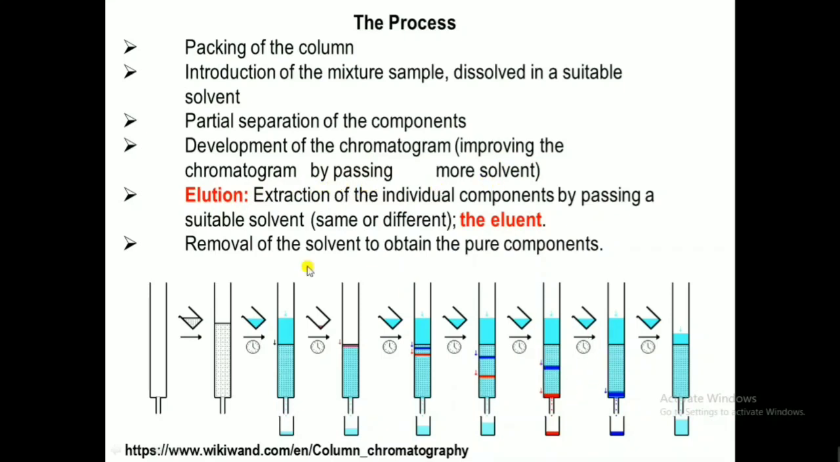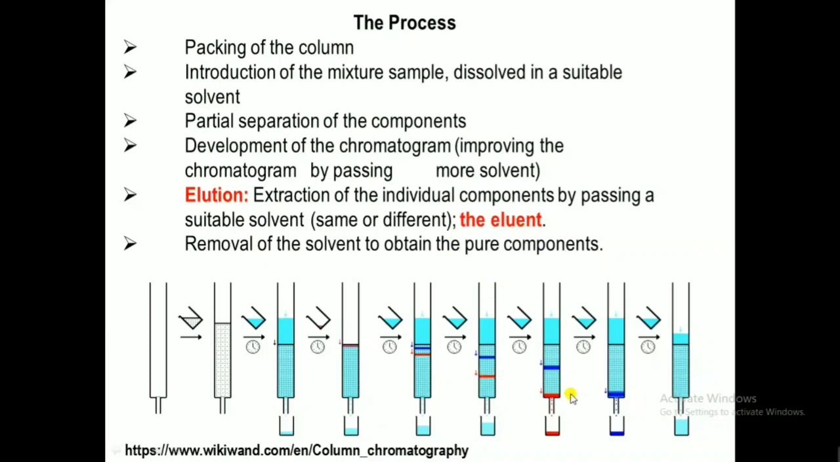The next step is elution. Elution is nothing but extracting your components individually after separation. You have to get your components back individually, and that is what we call elution. To do that, the solvent, the liquid you are adding, is what we call the eluent.